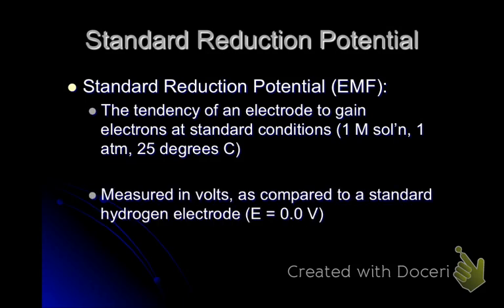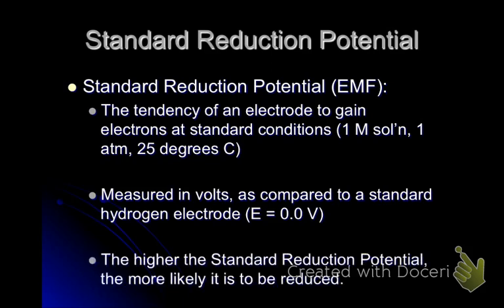It is measured in volts as compared to a standard hydrogen electrode. So a hydrogen electrode being reduced is going to have a standard reduction potential of 0. So everything else is relative to that. So the higher that number is, the more likely it is to be something that wants to be reduced. And so anything higher than 0 that's positive is going to be more likely to be reduced than hydrogen. Anything that's a negative value is less likely than hydrogen to be reduced.